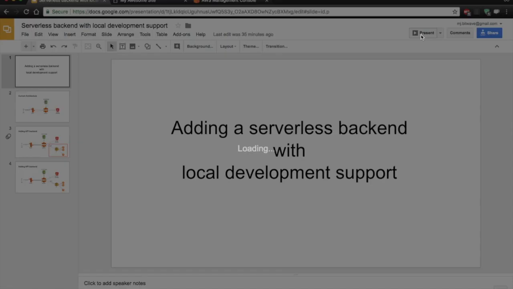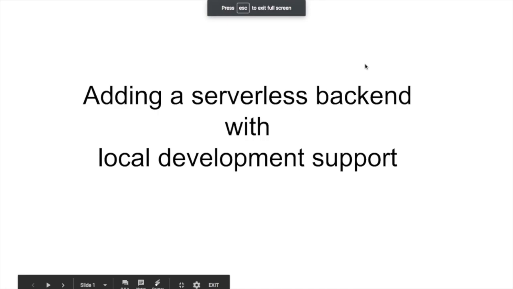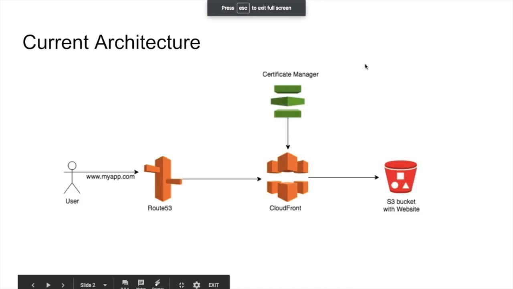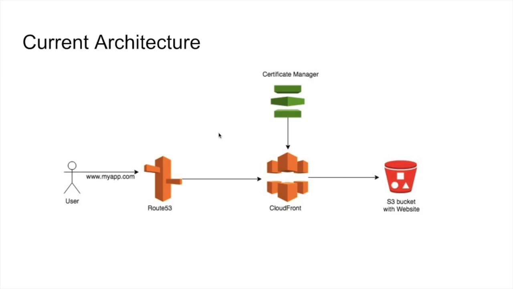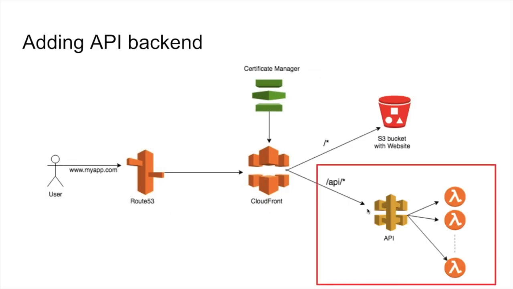Let me go into my presenting mode. Okay. So at the moment, we have this architecture. Our web application is hosted on an S3 bucket and served through CloudFront. So how can we tag along our API? In that case, we will introduce another path pattern to our CloudFront distribution.